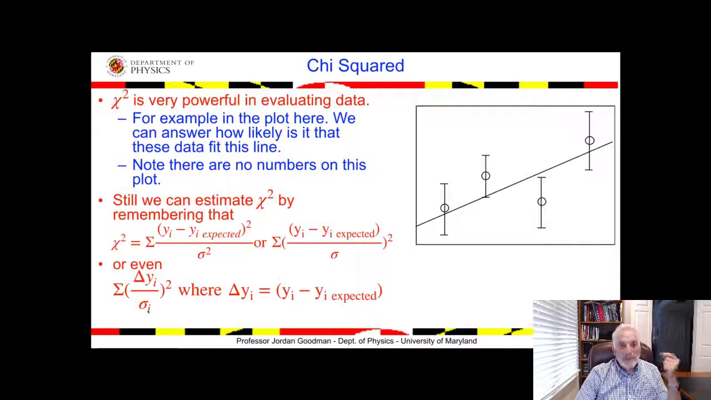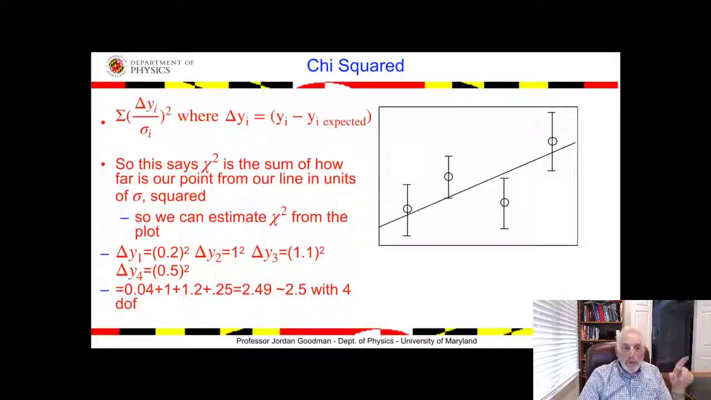So what this is saying is we can compute this quantity, which is the distance from the line in units of sigma. So this says that chi-squared is the sum of how far each point is from the line in units of sigma. So we can actually then go and compute this just by looking at this graph.